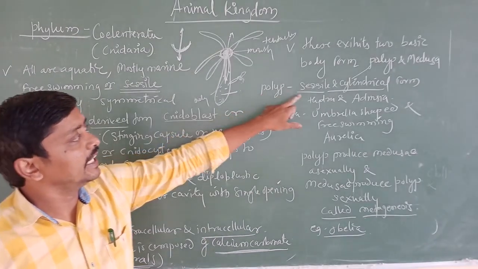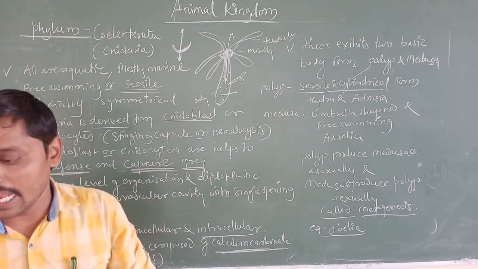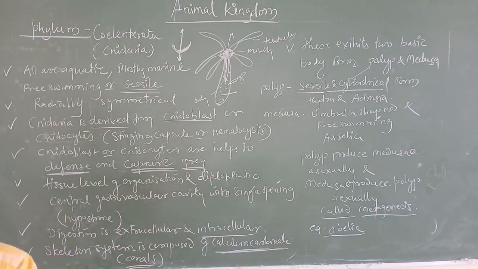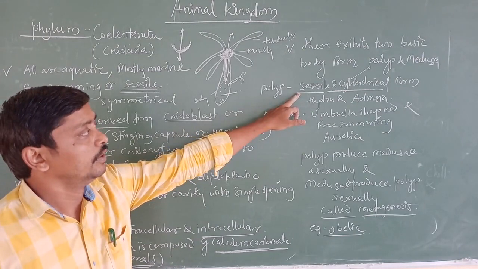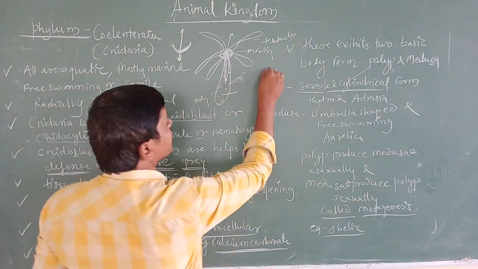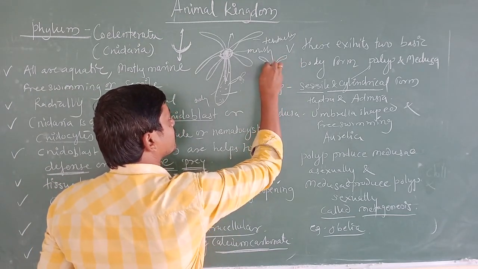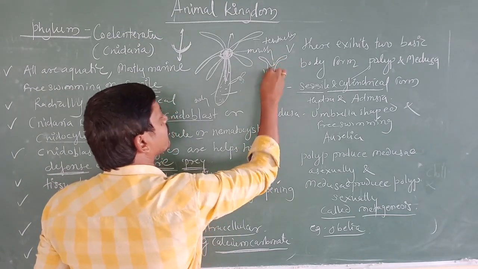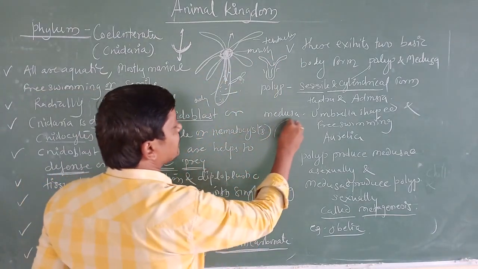Polyp is sessile and cylindrical. Sessile means what? It is not going to move. Cylindrical means the structure is like this. This is what a polyp is. And medusa is umbrella shaped, like this.